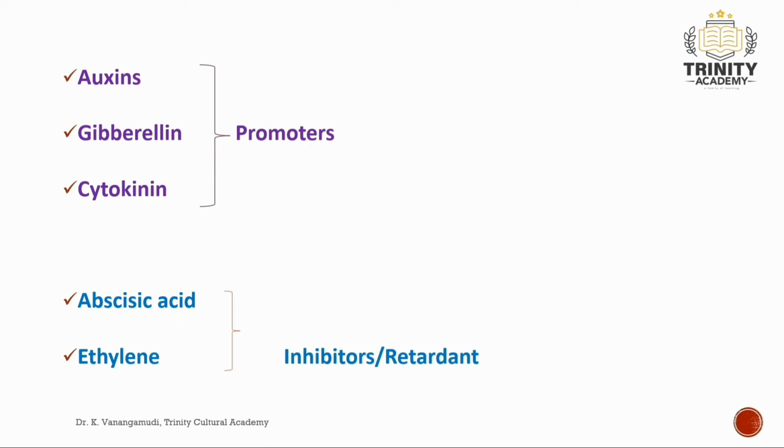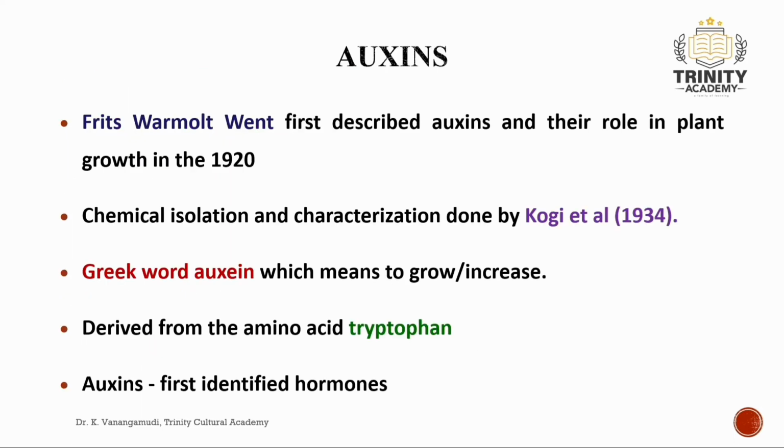Examples of growth promoters are auxin, gibberellin and cytokinin, while abscisic acid and ethylene are growth inhibitors, and there are also retardants. First, we'll see auxin in detail. The content in the slide is very important from the exam point of view.